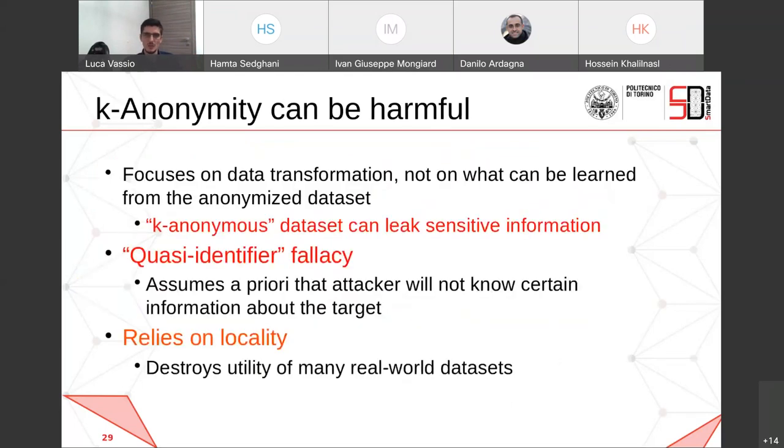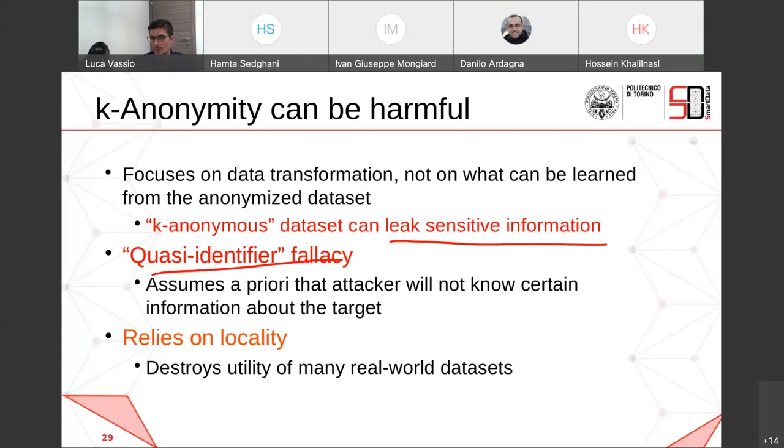And so to conclude on k-anonymity, well, it's a good start if you want to anonymize a dataset, but you have to know that this can be harmful. With k-anonymity, you are basically taking a dataset and making it k-anonymous. So it's not really the process that is anonymous, it's the dataset that you publish that is k-anonymous. And still you have to know that it can leak sensitive information. And also there's this quasi-identifier fallacy, where you know a priori that the attacker will not know certain information, like the sensitive attributes.